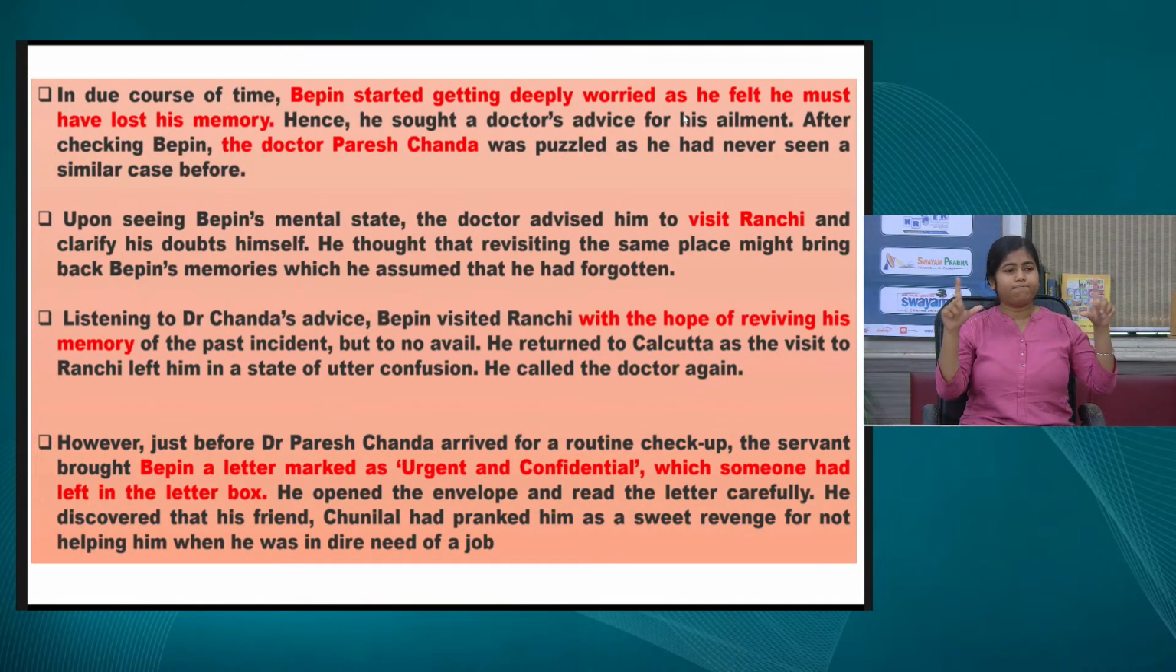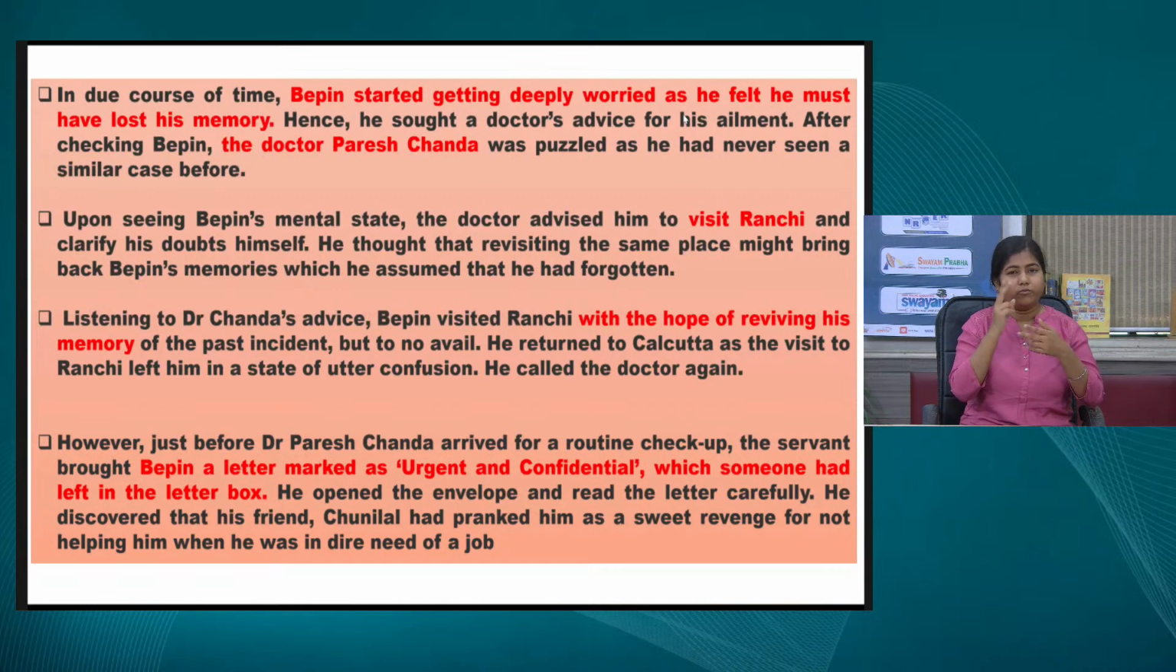He discovered that his friend Chunnilal had pranked him as a sweet revenge, because in a time of need, when he needed his friend Bepin, he was nowhere. He ignored him completely. Therefore, Chunnilal planned the whole situation. He set up everything. He even asked Dinesh to confirm it, and told him that when he was in dire need of a job, Bepin didn't help him.